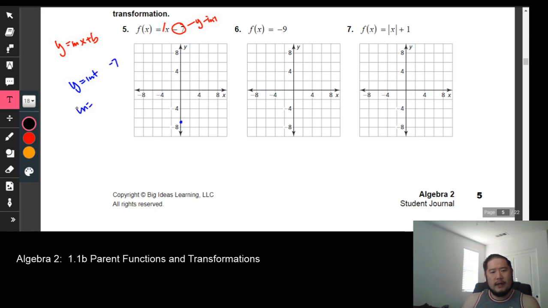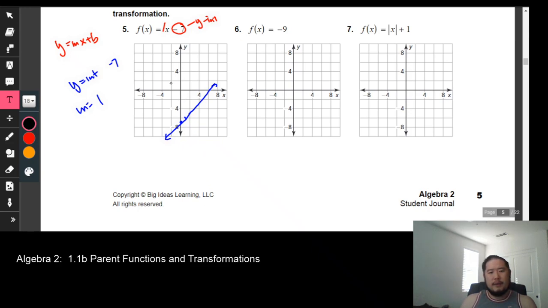Your slope right here is positive 1. So what that should tell you is that this graph is going to go upwards from left to right. I start at this point, I go up 1 to the right 1, up 1 to the right 1. And you should have at least 3 points. Use a ruler, make yourself a straight line, and your graph should look something like that.